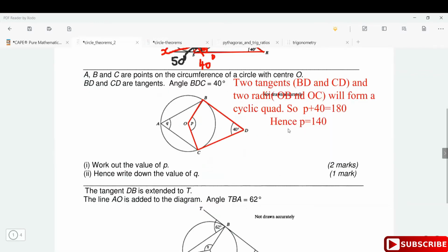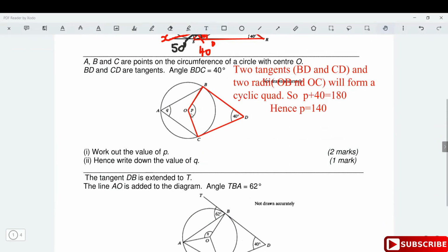All right, nice. Now it says, hence write down the value of Q. Angle at the center is twice the size of the angle at the circumference, and so Q is equal to 70 degrees. Why is Q equal to 70 degrees? Angle at the center is half the angle at the circumference. I'm just writing it out in words here properly. That's the rule that we use for that one.